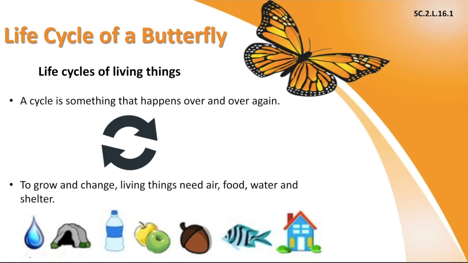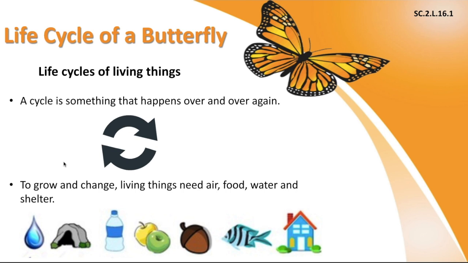The life cycle of a butterfly. Life cycles of living things. A cycle is something that happens over and over again. In this picture, it shows two arrows going around in a circle. So these go continuously in a circle and they never stop.